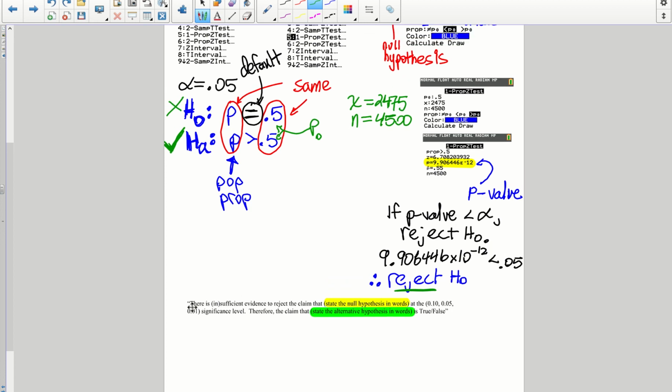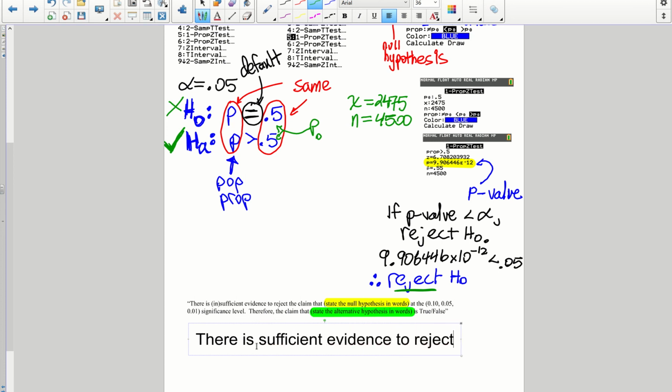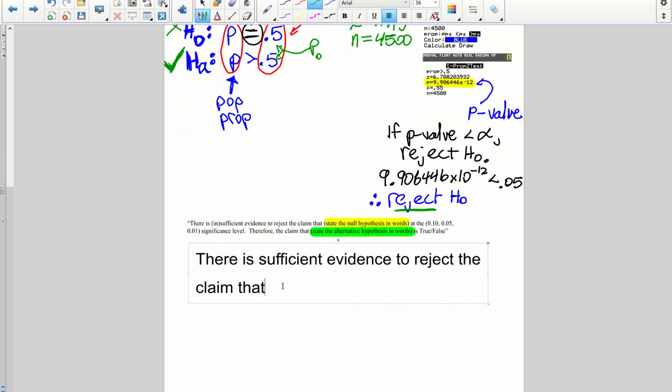Two sentences or just the highlight? No. The highlights are the things that we're going to change within the sentence, but we've got to write the whole thing. All right. So, observe. There is... We had a choice of insufficient evidence or sufficient evidence to reject the null hypothesis. Well, we're rejecting the null hypothesis, so there is sufficient evidence to reject the claim. I really can't type, that's where all my typos come from.